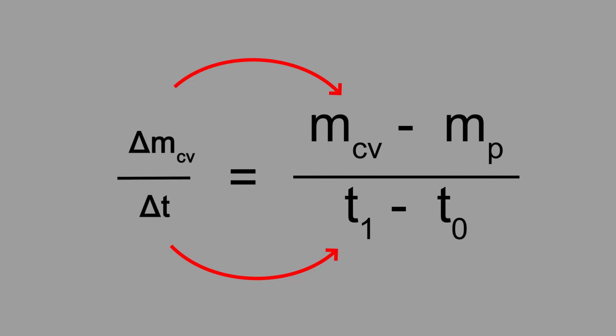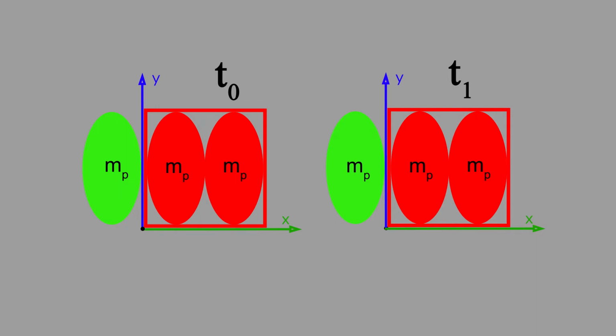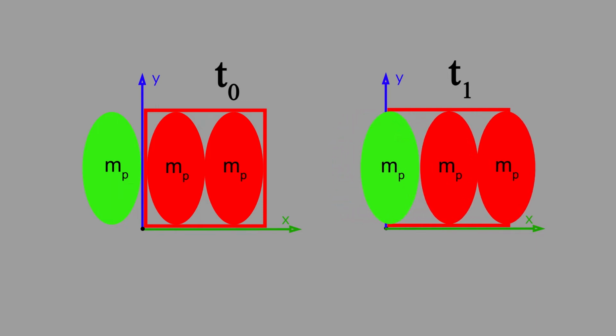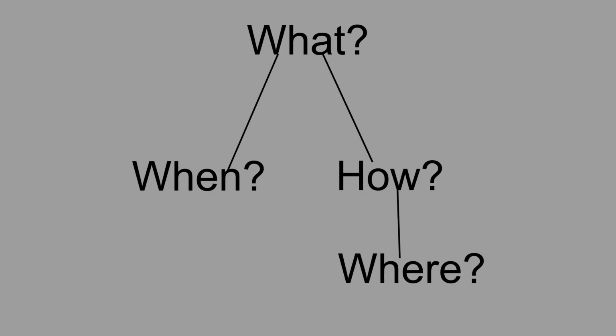Moving forward, we now ask ourselves how. How did all this happen? The answer to how is a particular process. The process here is the external particle moving into the control volume. So motion is the key here, which leads us to ask the following question, which is where?